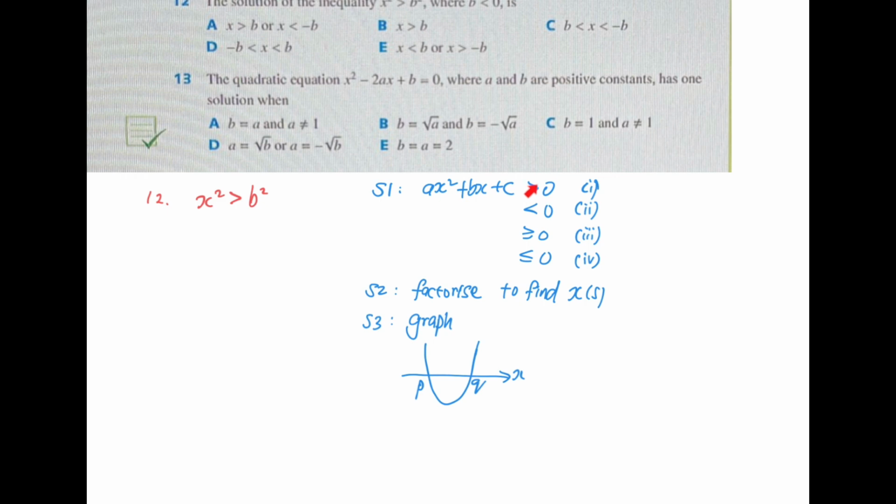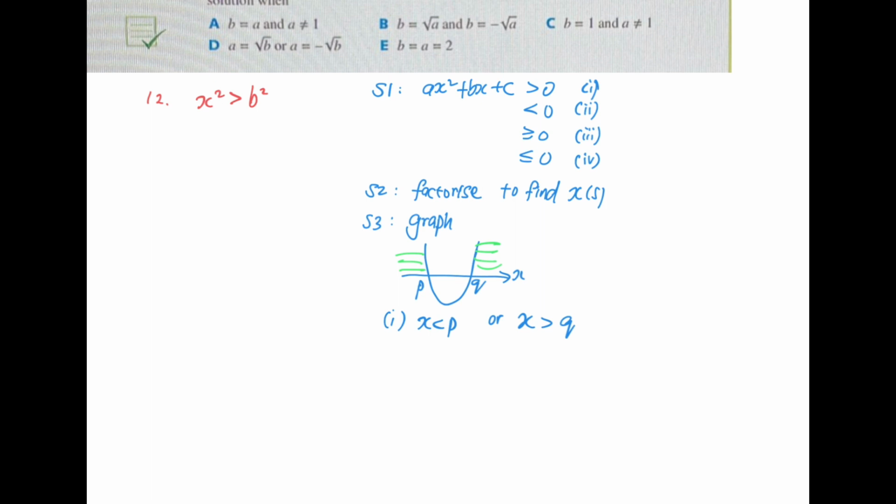So if case 1, after you get this, you think about it in this way, more than 0, right? So more than 0 means above the x-axis, which means here and there. And when you shade like this, then for case 1, the solution is going to be x less than p or x more than q. So this is for case 1.